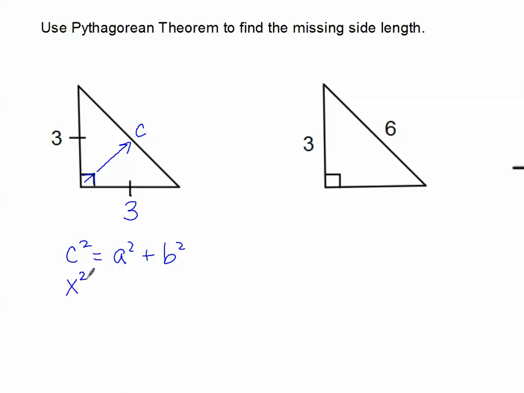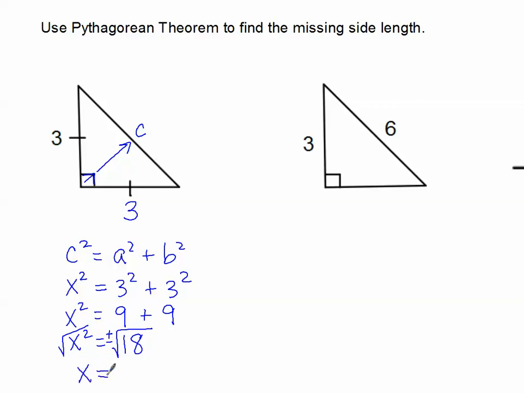We can call it x. x squared equals 3 squared plus 3 squared. So x squared equals 9 plus 9. And because 9 plus 9 is 18, we will be taking the square root of both sides, normally writing plus or minus, but because this is a side length, it can only be positive. So x will equal the square root of 18.